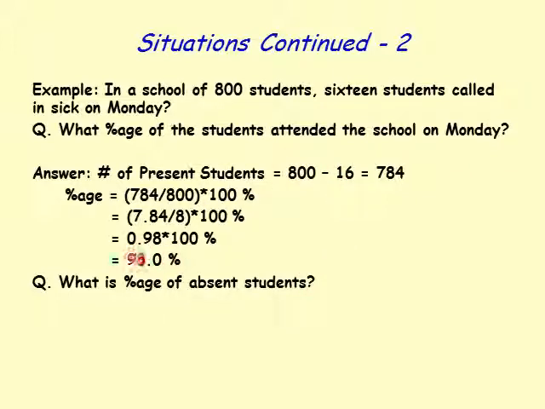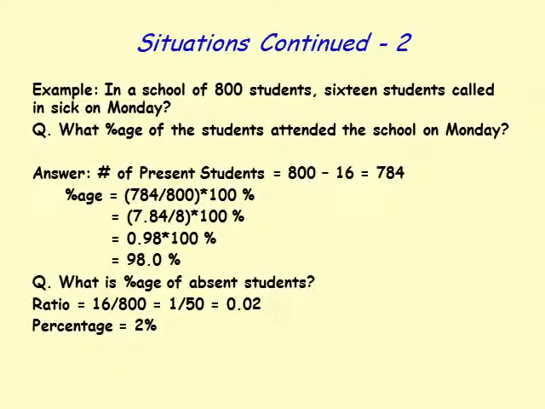The absence must be 2%. Let's see what we got. 16 students out of our 800 were missing, skipping classes. So that is 16 divided by 800, which is 1 divided by 50.